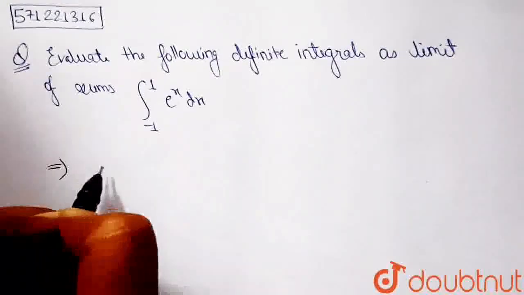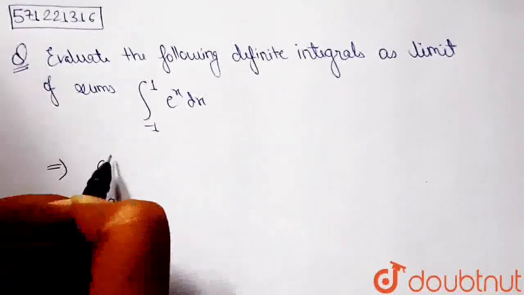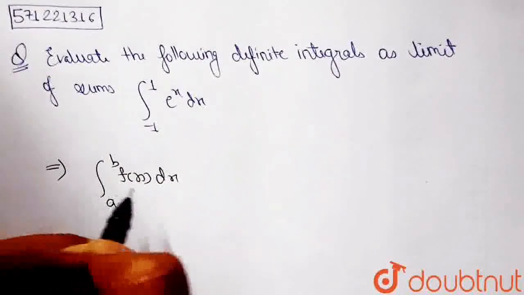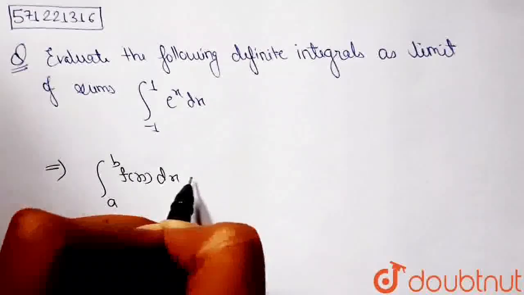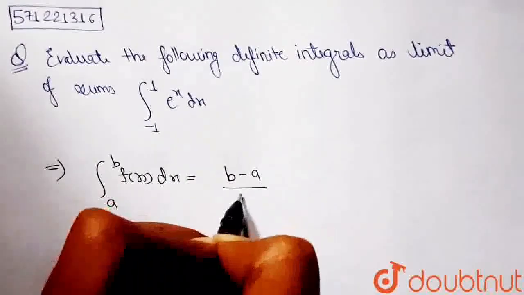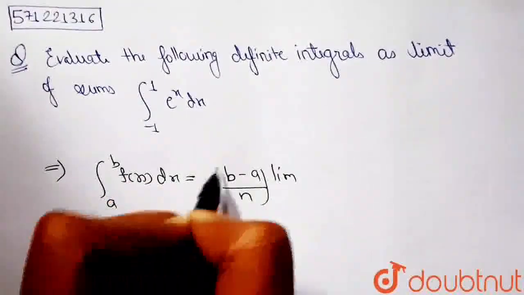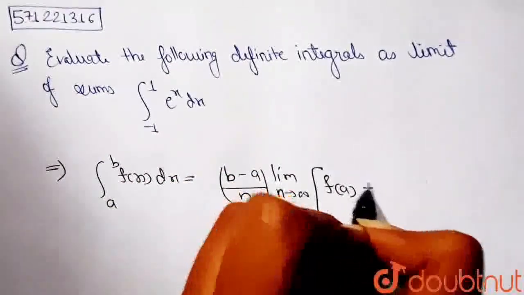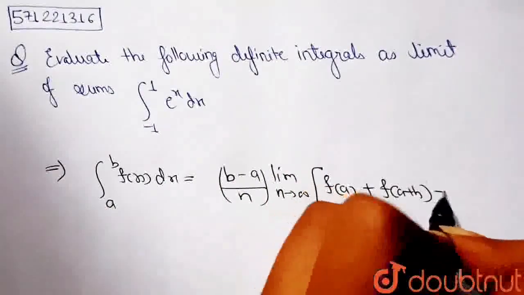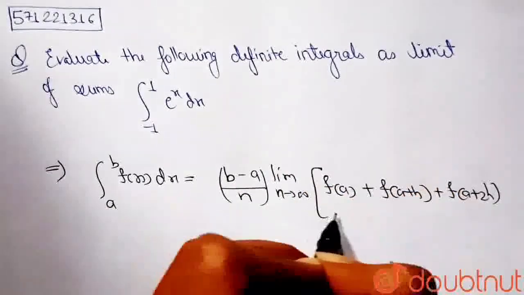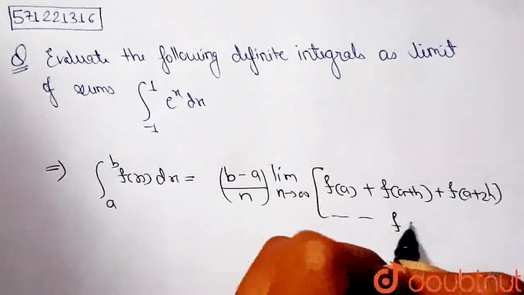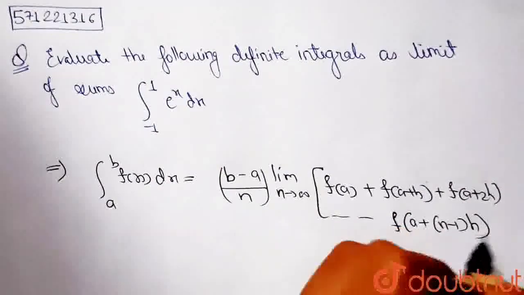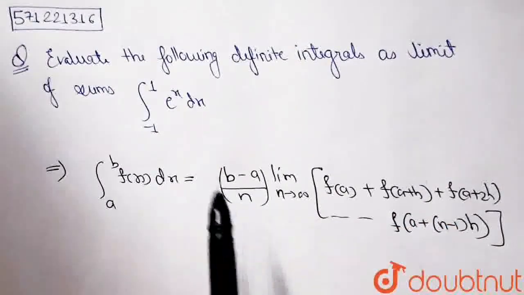So limit of sums basically means, if you have integral of f of x dx from a to b, then that can be written as (b minus a) divided by n, limit n tends to infinity, f of a plus f of a plus h plus f of a plus 2h up to f of a plus n minus 1 into h. Okay, so this is known as limit of sums.